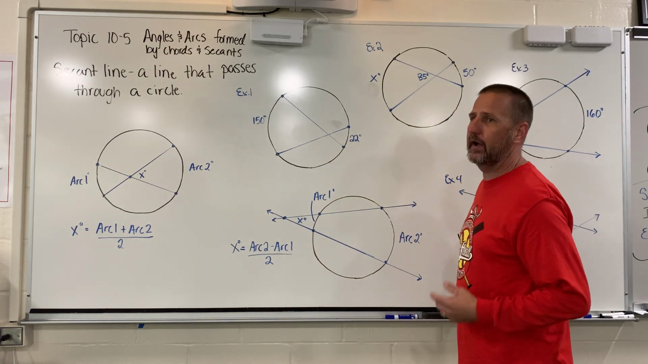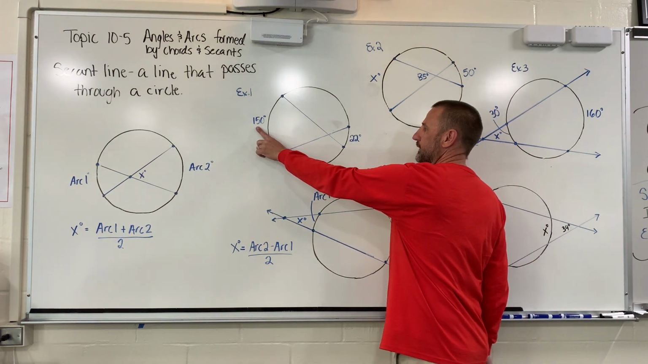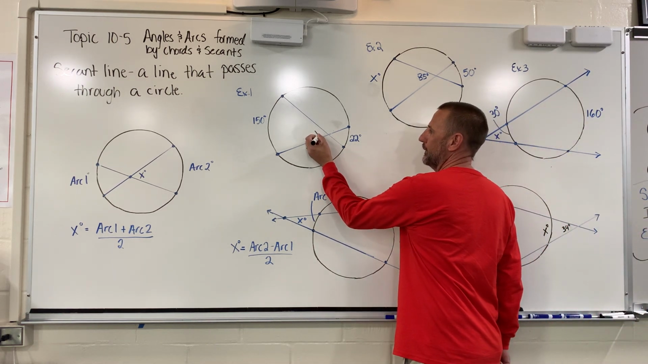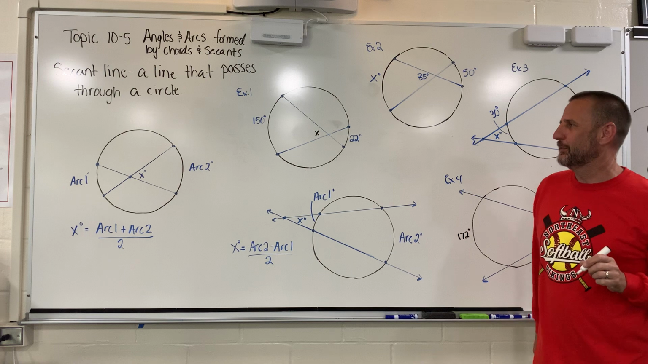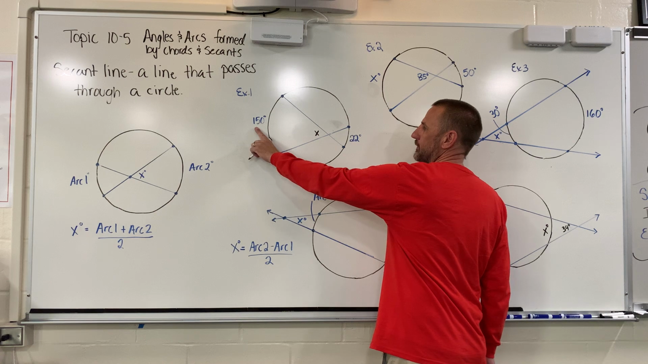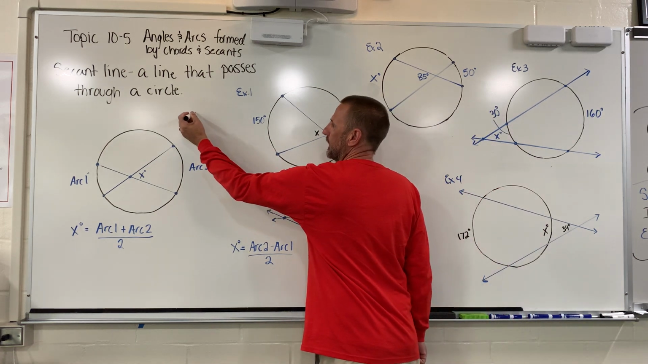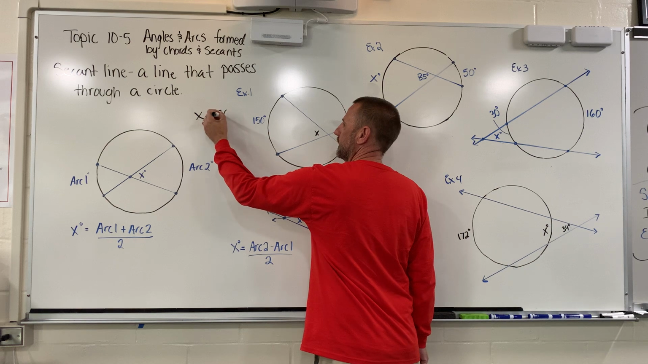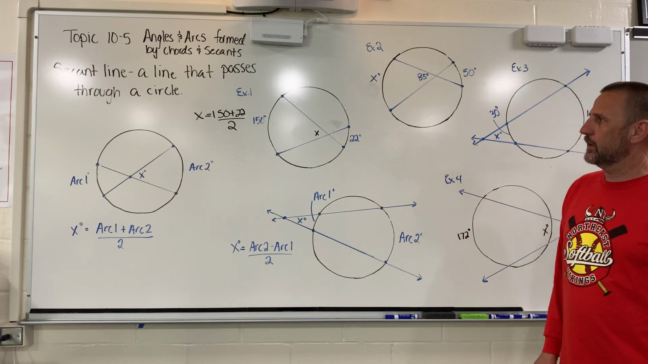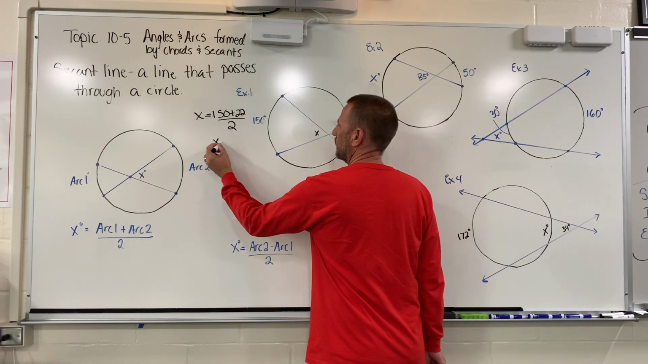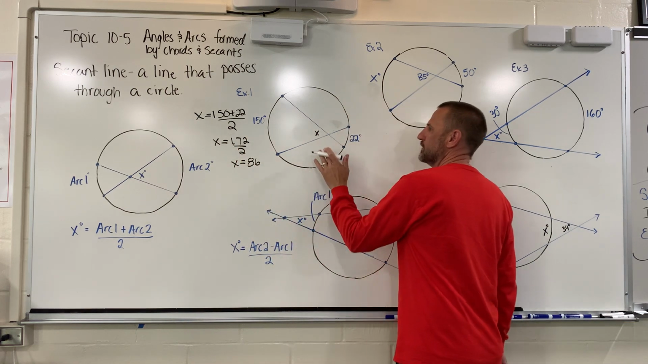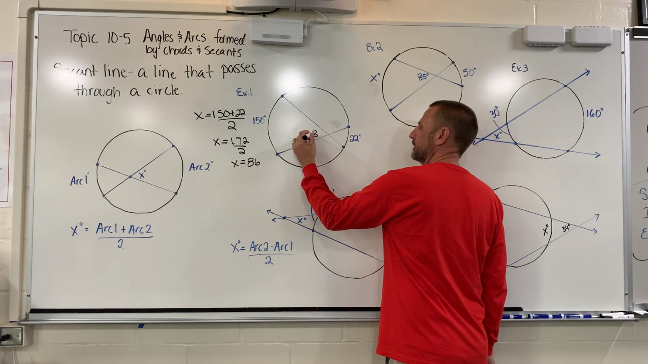In my first example, I have two arcs, 150 and 22. I forgot to write my variable, my bad. I'm going to try to find that angle. So x equals 150 plus 22 divided by 2. If I add them up, I get 172, and I divide that by 2, and I get 86. So x is equal to 86 degrees.